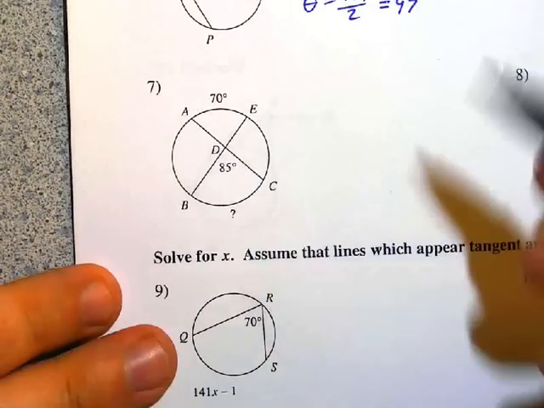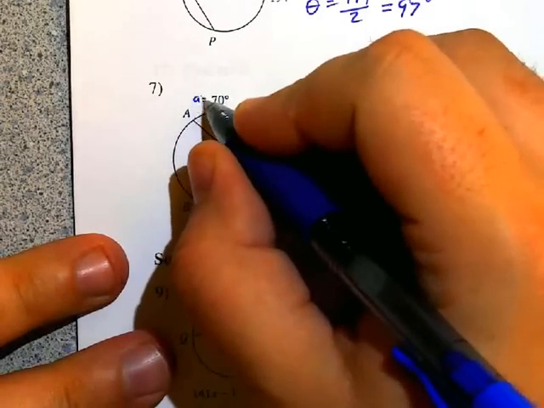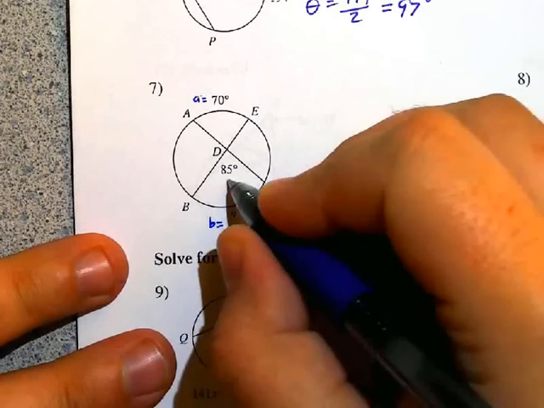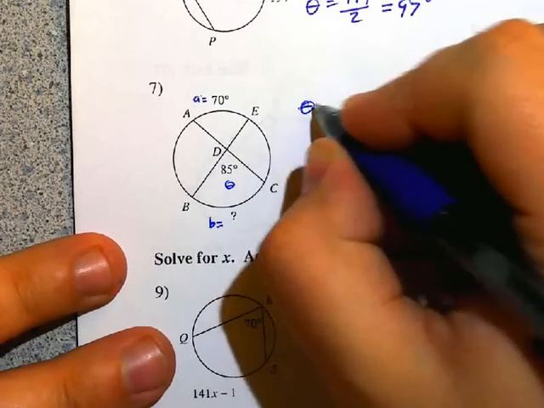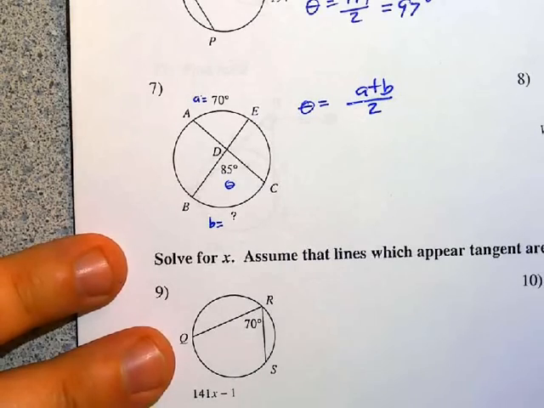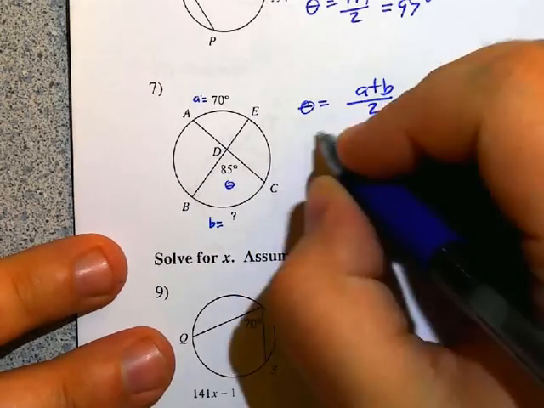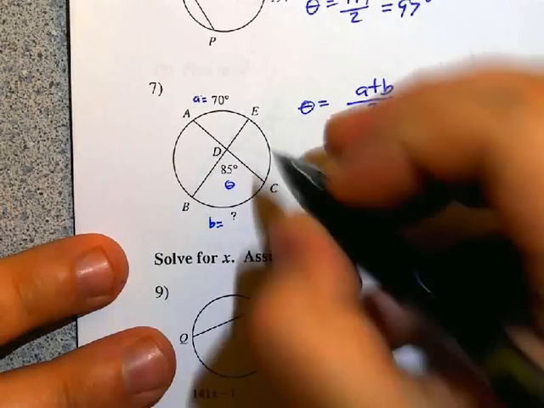All right, so we've got these two. And so this is going to be, we'll just call this arc A, and we'll call this arc B. And this was our theta. So we said, look, theta is equal to A plus B divided by 2. That's our average idea. So A is 70, B is unknown, and theta is 85.